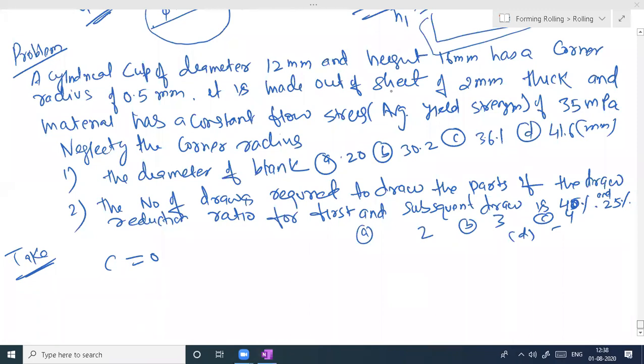So 30 D, the blank diameter, will be 30.2. So D is equal to 30.2 millimeter. This is the first information.